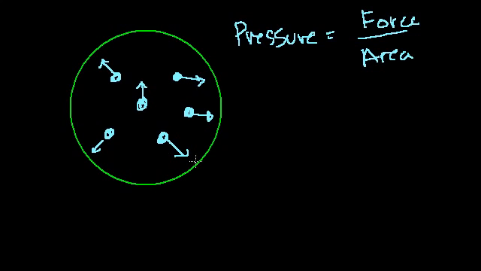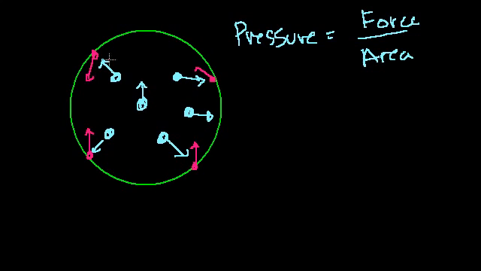But at any given moment, some of those particles are bouncing off the wall of the container. That particle's bouncing there, this particle's bouncing there, this guy's bouncing like that. And when they bounce, they apply a force to the container, an outward force. That's what keeps the balloon blown up. So let's think about what the pressure is going to be dependent on.